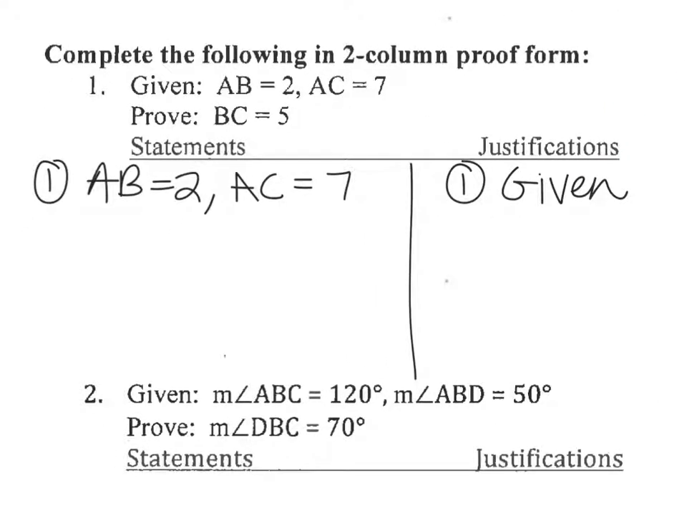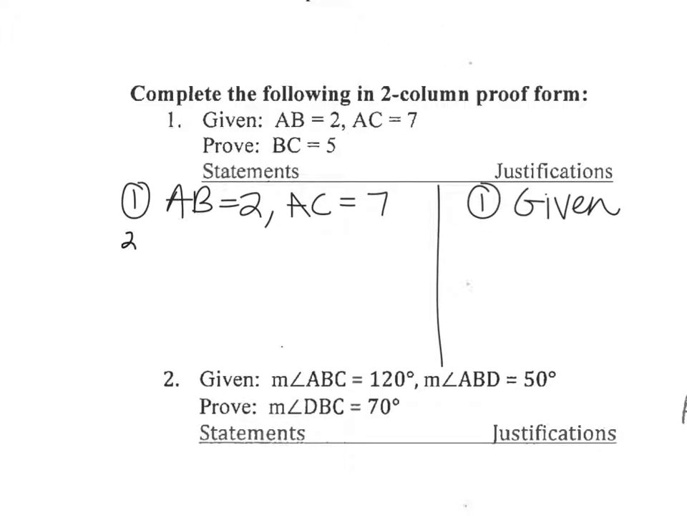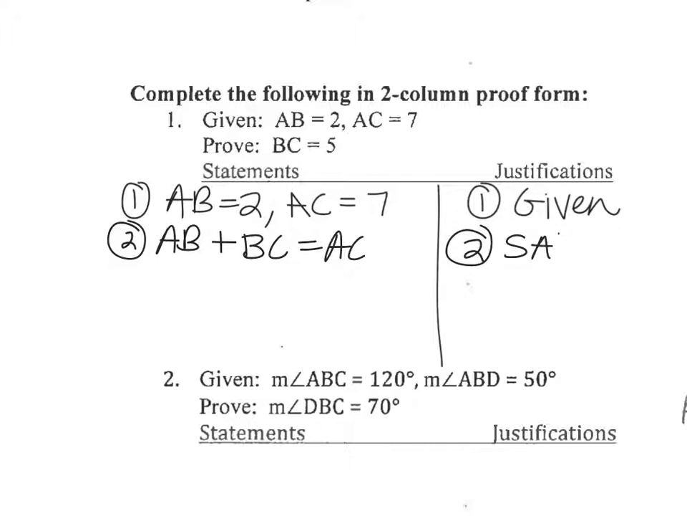Okay. So step 2, AB plus BC equals AC. Why can we write this? What makes us be allowed to write that equation? Segment addition postulate, which you can abbreviate to SAP. I can put 2. Where can I put the 2? AB, because AB is equal to 2. So I'm going to replace AB with 2 in a second.